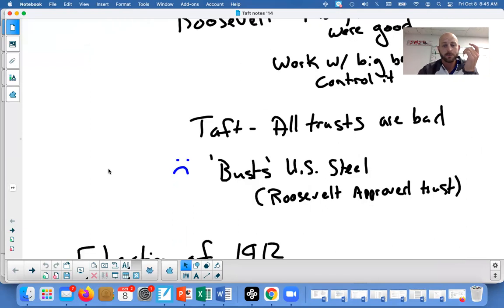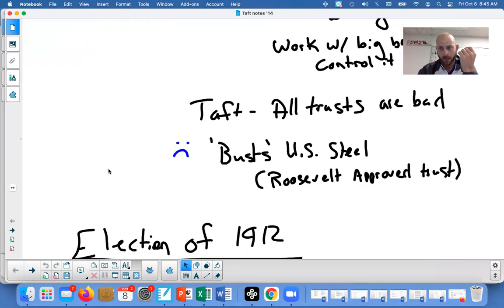So Roosevelt comes back from his big game hunt in Africa and sees what Taft has done to this presidency that he's given to Taft, and he's like, you know what? I don't agree with the way Taft's doing this, right? And the Republican Party likes Taft though because they can control him a little bit.